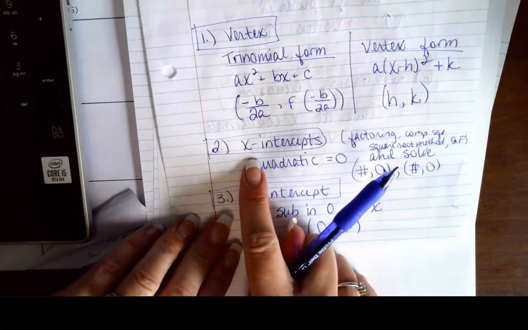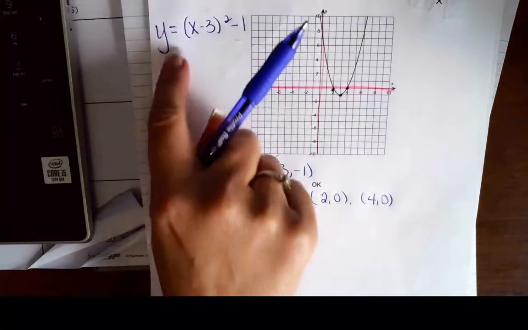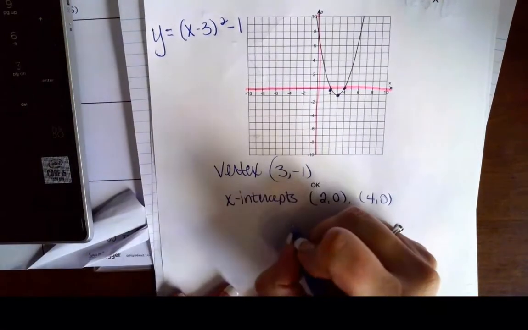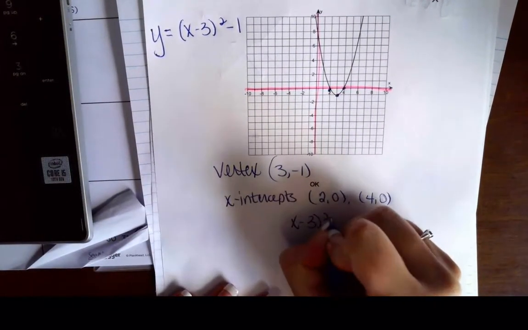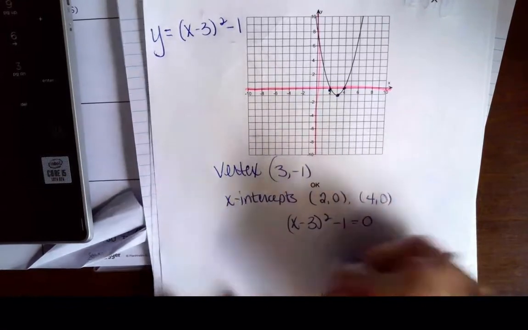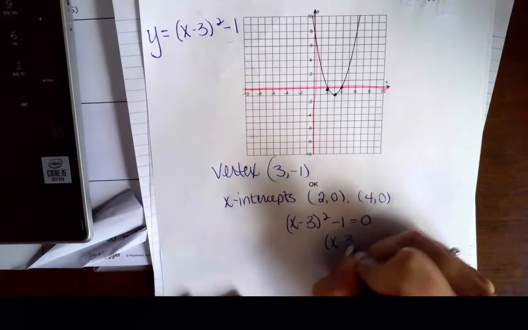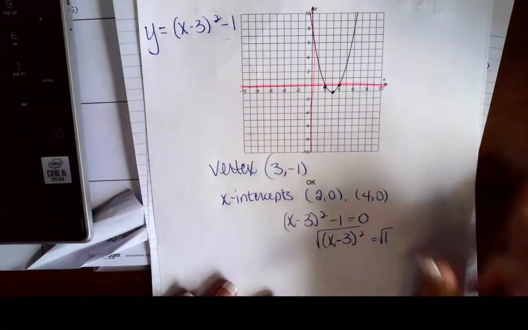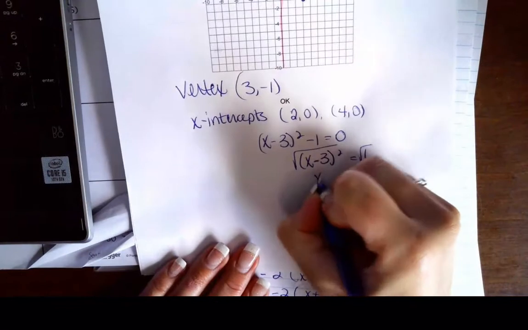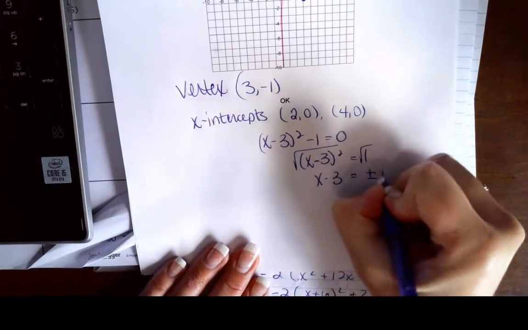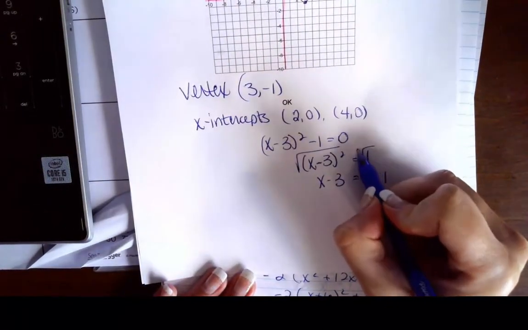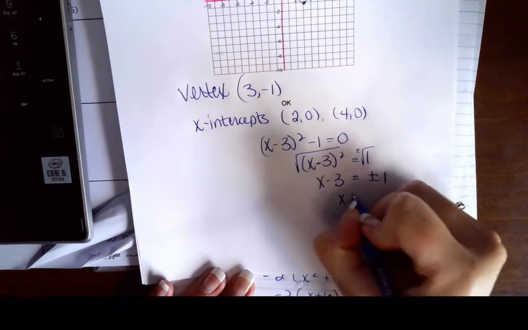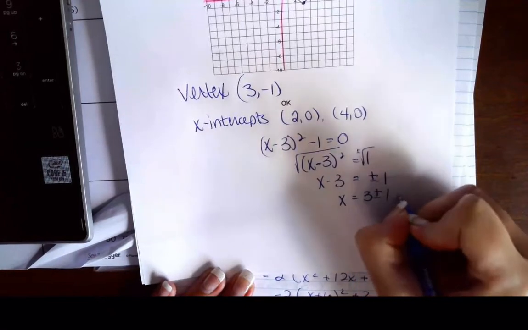If I'm looking for my x-intercepts, set it equal to 0. So change your y's into zeros. So what I'll have is x minus 3 squared minus 1 is 0. So I'm going to add 1 to both sides. And then I'm in square root world. So I've got x minus 3 is plus or minus 1. Don't ever forget your plus minus. And now I can add 3. So I get x equals 3 plus or minus 1.